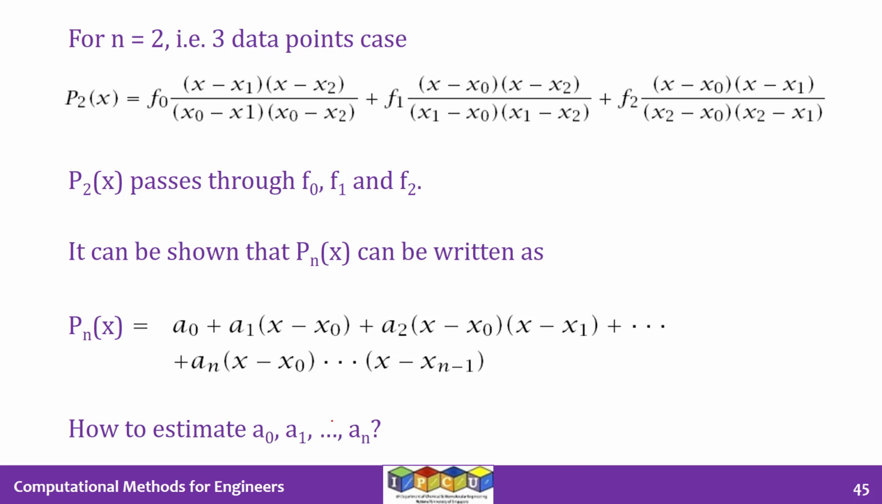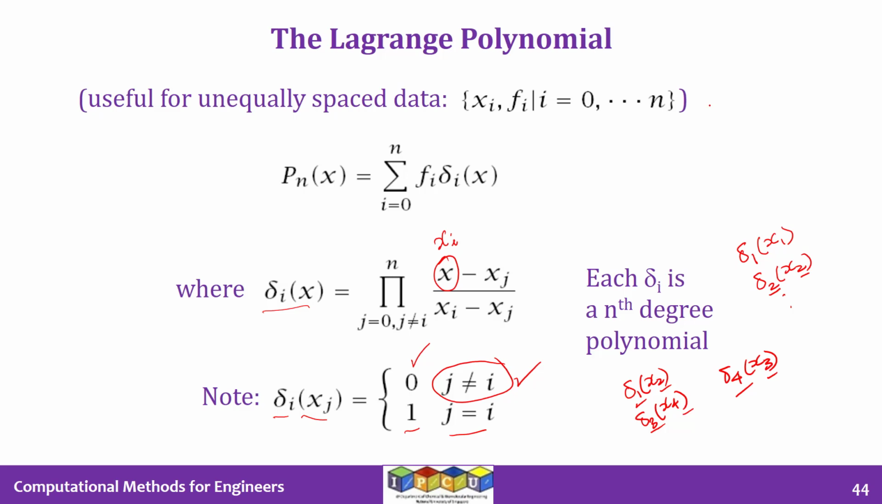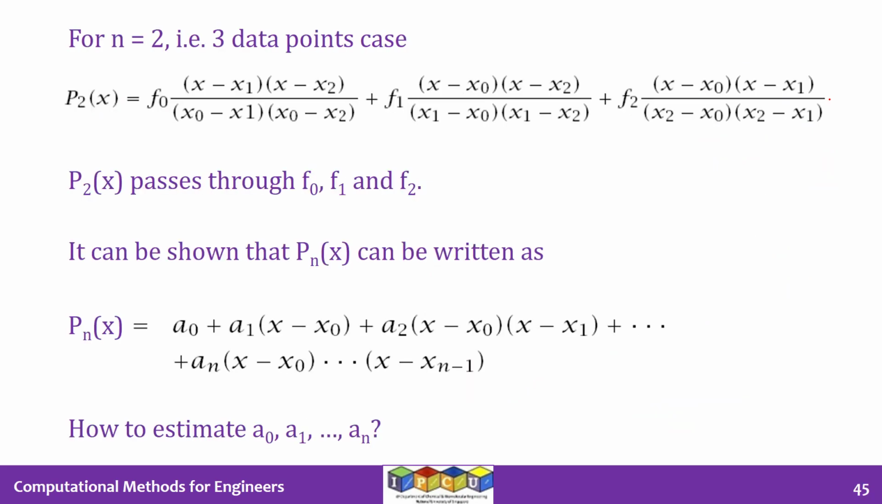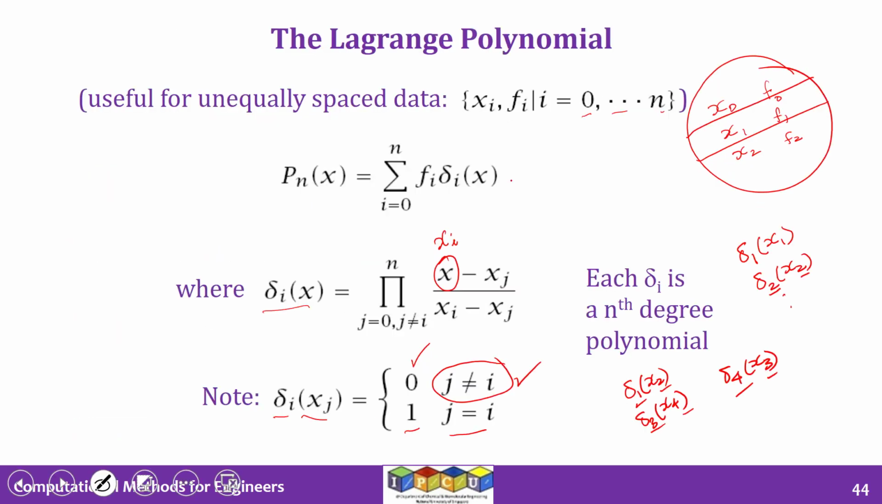Now let's look at a case where n is equal to 2. If n is equal to 2, we know we have data points x0, f0, x1, f1, and x2, f2. So 0, 1, and 2. So there are three samples or three data points or three data pairs if you like. So we are going to talk about P2 of x. So P2 of x is going to be equal to f0 times delta 0 of x plus f1 delta 1 of x plus f2 delta 2 of x. This comes from this definition.